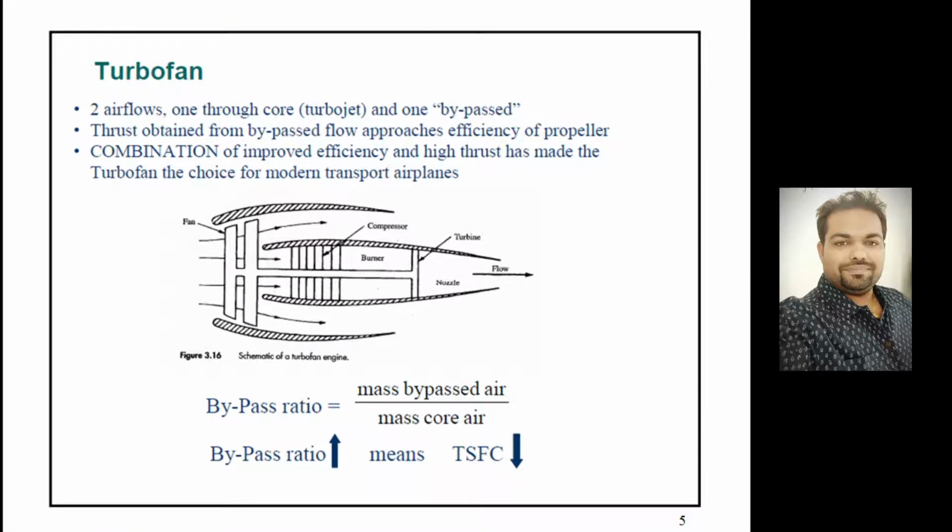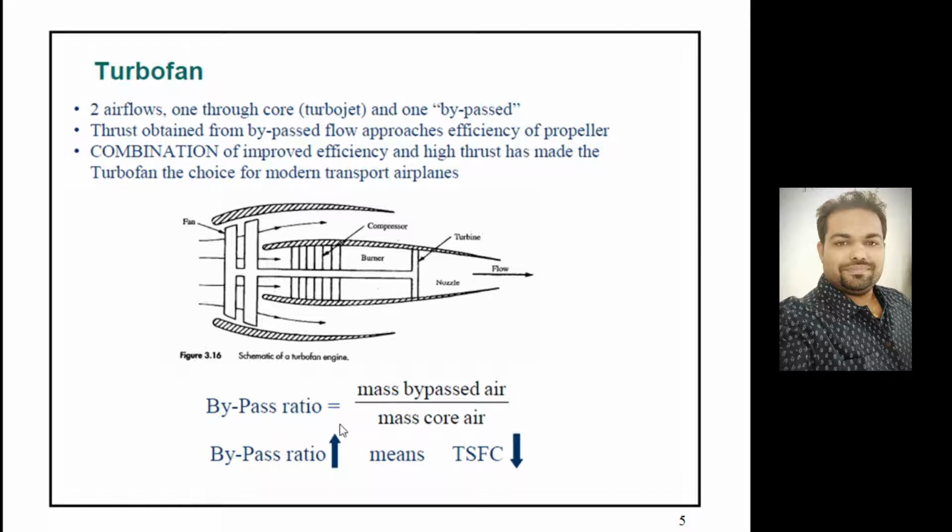So if you look at here, this configuration is called bypass air, which is flowing over the curvature of the core jet engine and provides the cooling. So the combination of this kind of fan improves the overall efficiency of the combined turbofan engine, and that's why modern transport airplanes, as well as most civilian passenger aircraft, are utilizing the turbofan engine, because it has added advantage over the traditional turbojet and turboprop.